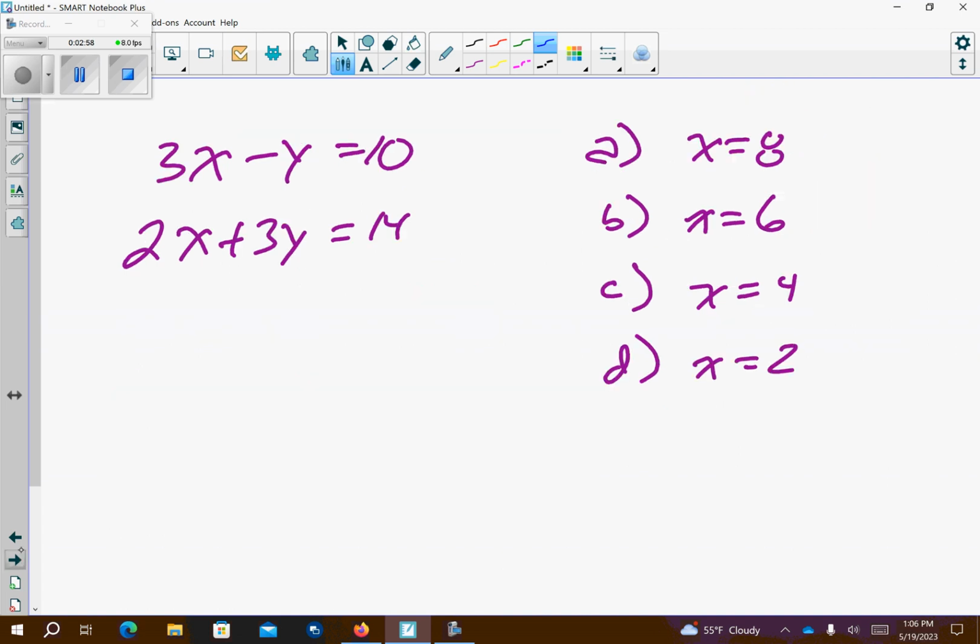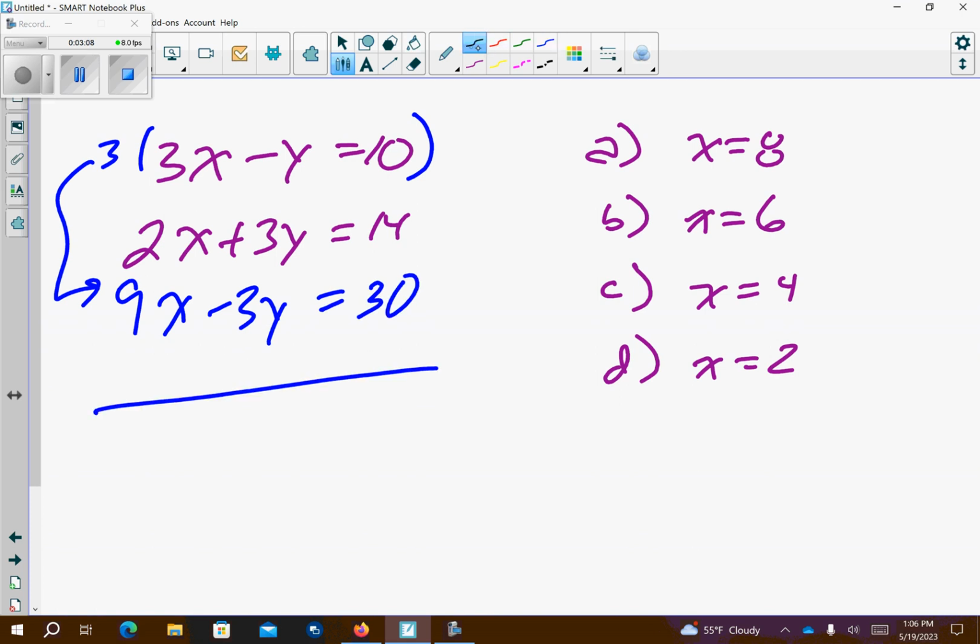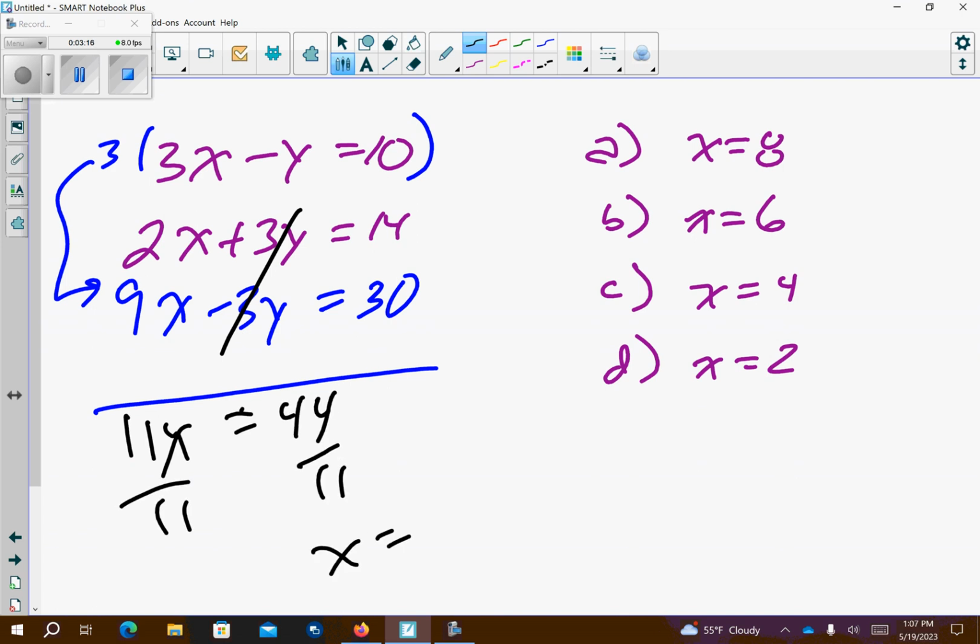As we progress through, this is looking just for the x values, so realize I have to multiply the whole top equation by 3. Let's bring it down below. So I get 9x minus 3y equals 30. If we add these together, that's going to give me 11x. Those cancel, equals 44. Divide each side by 11. So x is equal to 4. So that's the only answer. You can't plug in on this one.